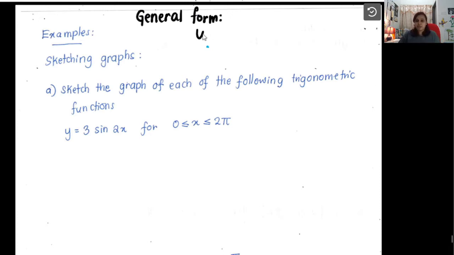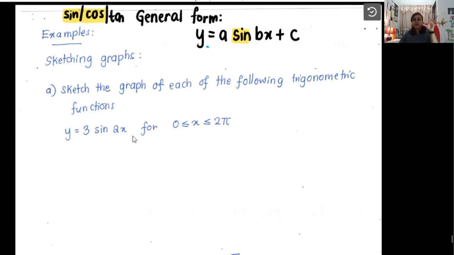Very important for you. y equals a sin(bx + c). This is the general form. The sin I highlight here so that you know that it can be anything. It can be sine or it can be cos. Mostly it's sine and cos. Tangent can also, but tangent is very rare because of the way the graph is. You saw the asymptotes and everything. But very often it is sine and cos graphs.